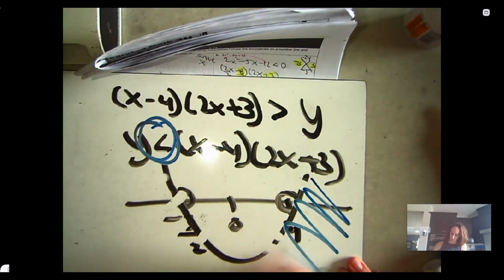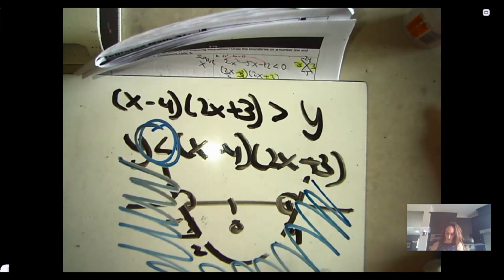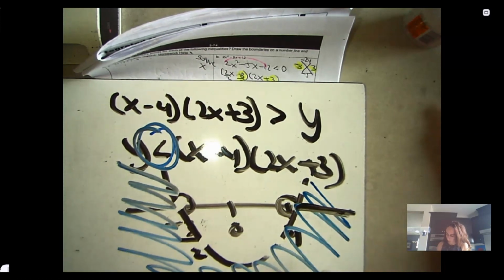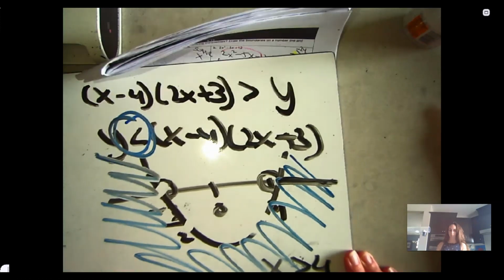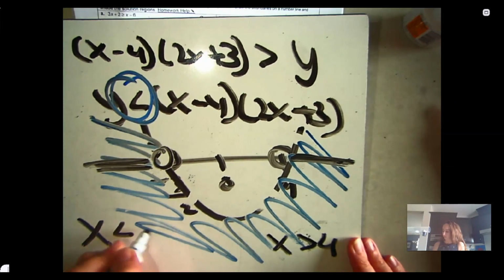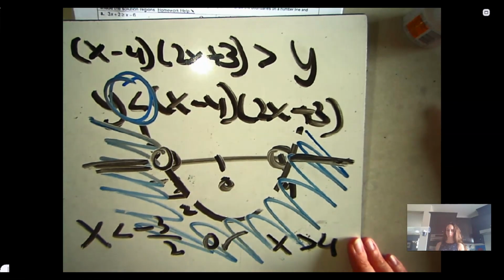So that means I'm shading here. So if you look, this time, it's over here. X is greater than 4. This time it's over here. X is less than -3/2. That would be an OR.